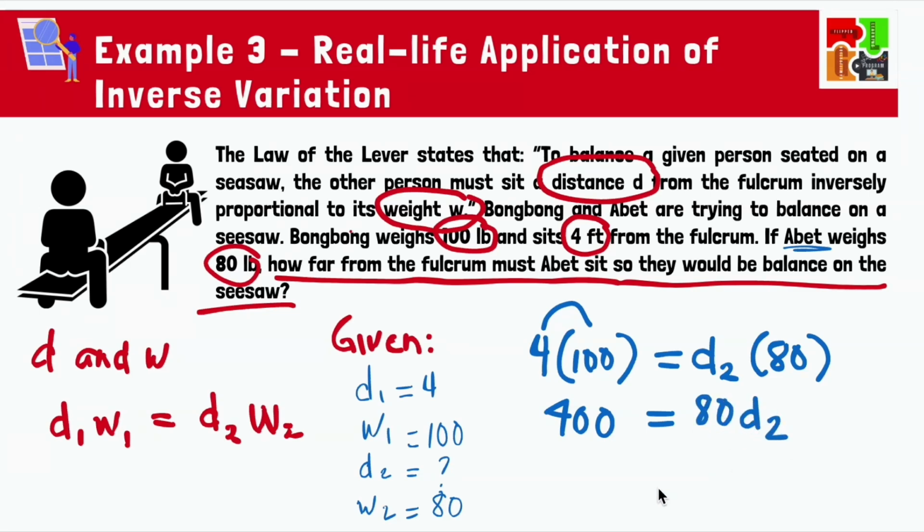D's of 2. Okay, so for us to do that, we will divide the right-hand side by 80 to basically isolate the D's of 2. That is what we need to find. So therefore, the final answer, D's of 2 is equal to 400 divided by 80. That is 5. So, Abet needs to sit 5 feet away from the fulcrum so that he and Bongbong will be balanced. Again, thus, Abet must sit 5 feet away from the fulcrum.